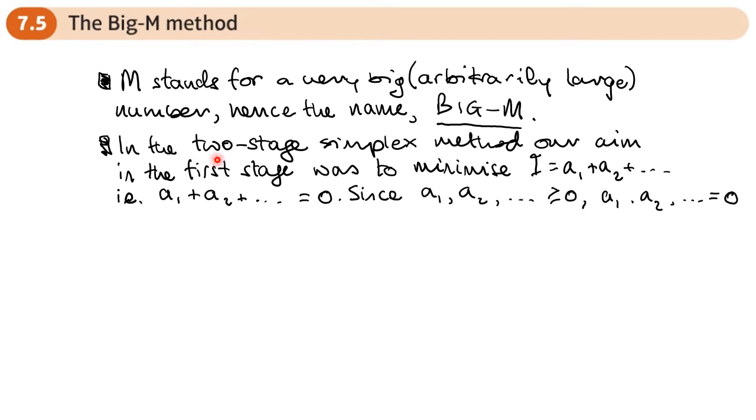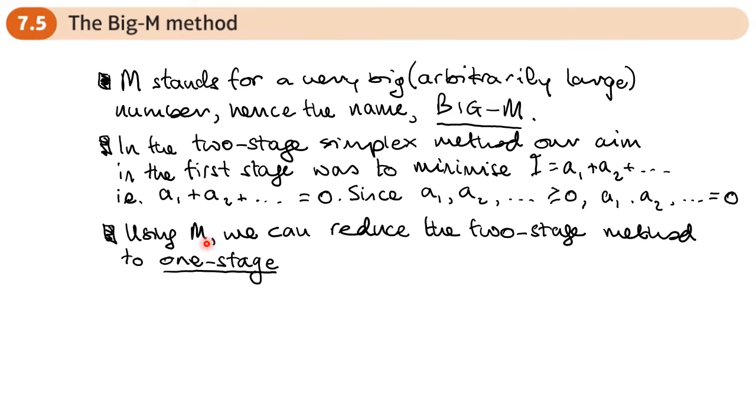Now, in the two-stage or two-phase simplex method, our aim in the first stage was to minimize a new or temporary objective function I, which was the sum of the artificial variables, i.e. what we wanted to do was to make the sum of the artificial variables equal to 0. And now, since the artificial variables are all positive, it meant that all of the artificial variables are equal to 0. Now, by using M, big M, we can reduce this two-stage method to a single one-stage method.